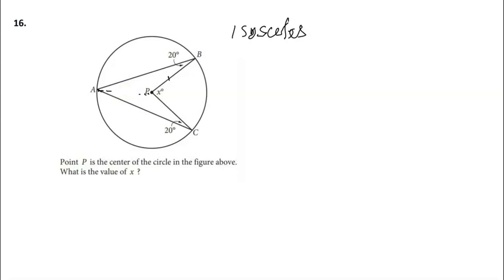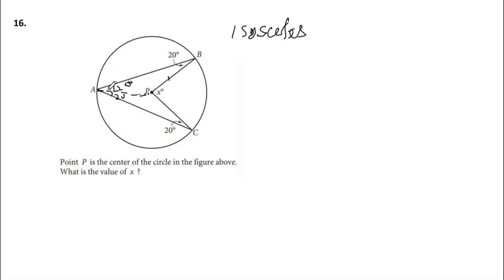Let's try again. Right, this angle here is 20 degrees. Means this angle here is also going to be 20 degrees because these are going to be similar triangles, right? Because this is the radius. AP is a radius, right?